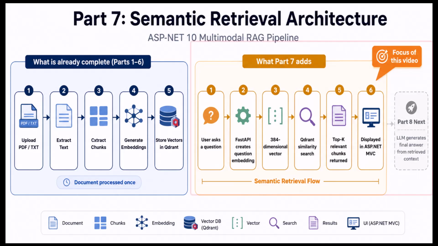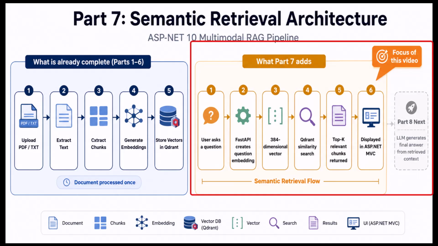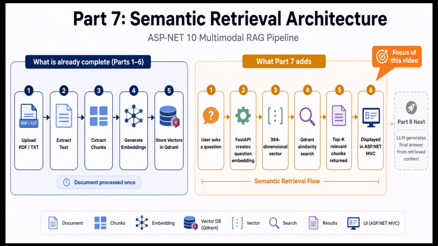Here is part 7. The user asks a question. That question is sent to the FastAPI embedding service, which converts it into a 384 dimensional vector. That question vector is then sent to Qdrant. Qdrant compares it with the stored document chunk vectors and performs a similarity search. From there, it returns the top k most relevant chunks, and finally, those retrieved chunks are displayed in the ASP.NET MVC application. So part 7 is all about semantic retrieval.